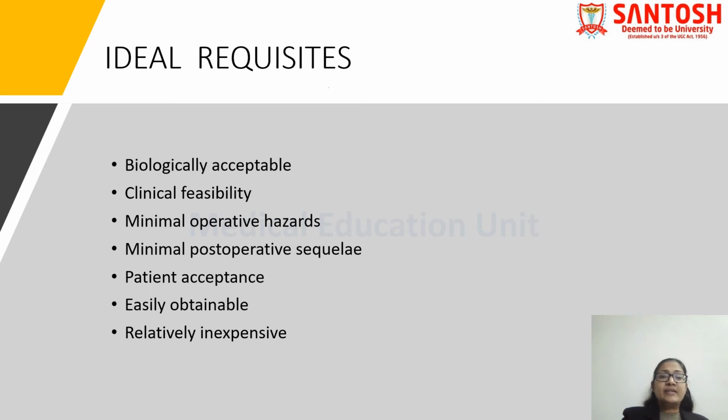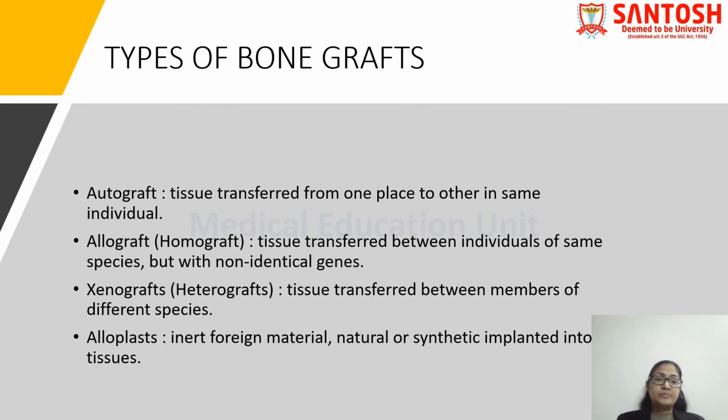So what are the ideal requisites of your bone graft? It should be biologically acceptable, clinical feasibility, meaning you should be able to use it in your clinics. Minimal post-op hazards for the patient, no side effects, minimal post-op sequelae. Patient acceptance, easily obtainable and relatively inexpensive. So what are the different types of bone grafts?